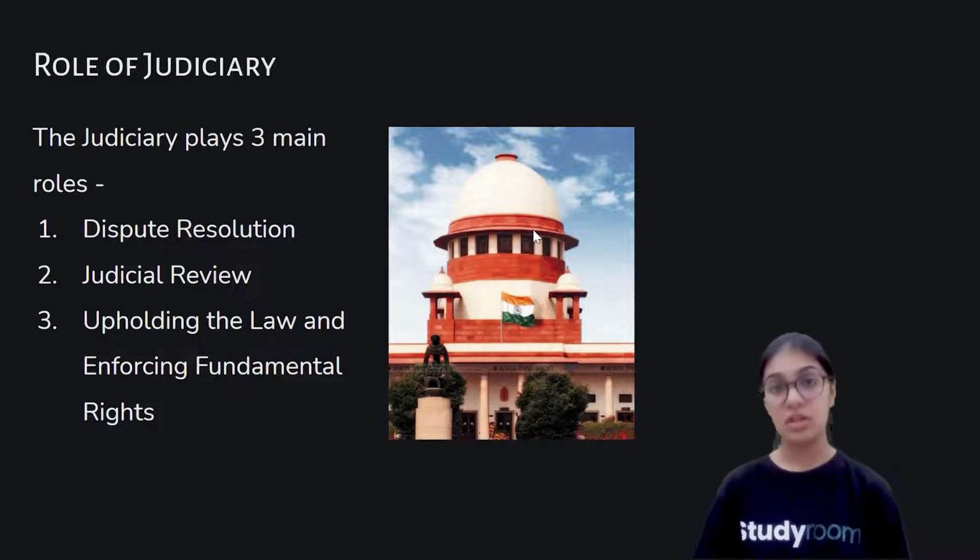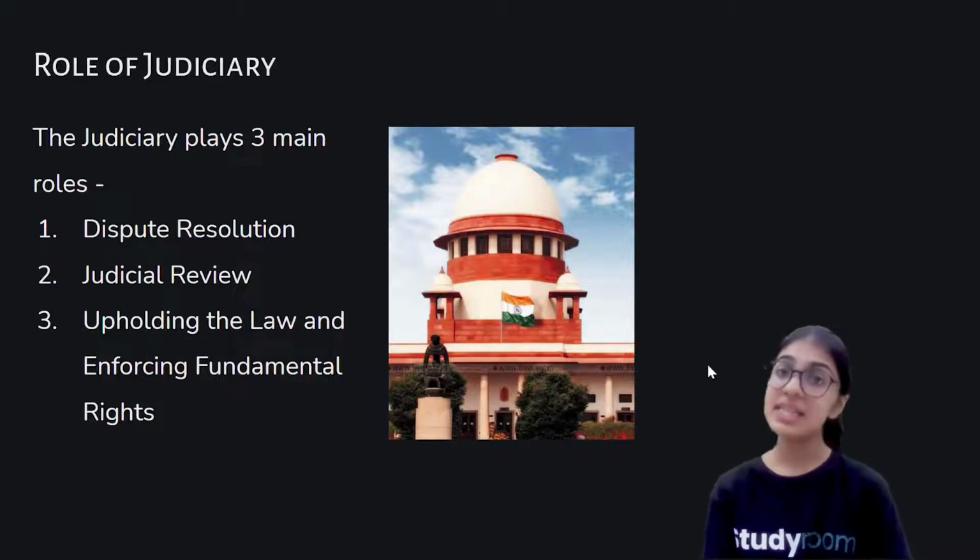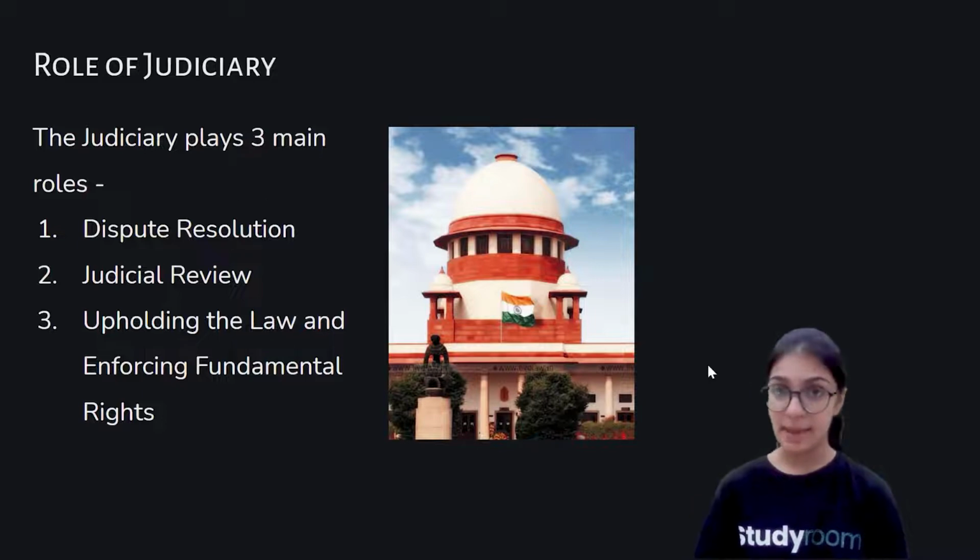Here the judiciary, which basically comprises the courts, is responsible for serving them justice by making an unbiased decision. This is how, by serving justice through an unbiased decision, the judiciary enforces and safeguards the fundamental rights of the people. We'll understand all three roles thoroughly in the other slide through different examples.